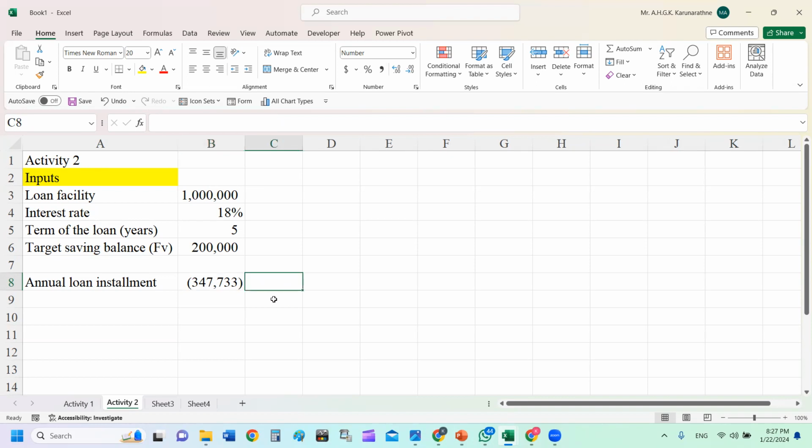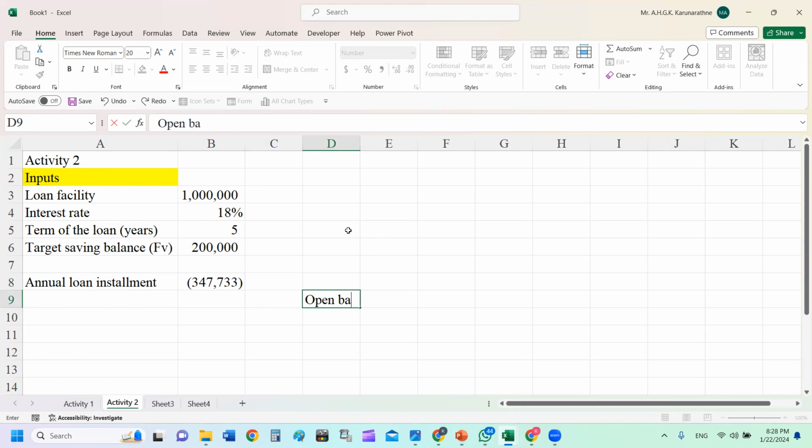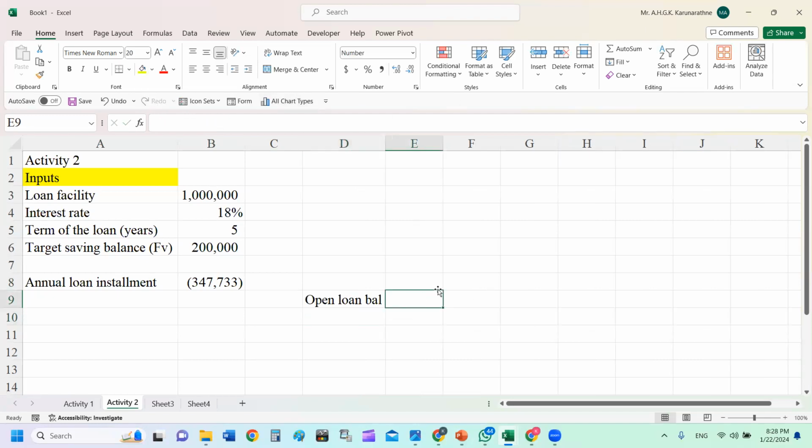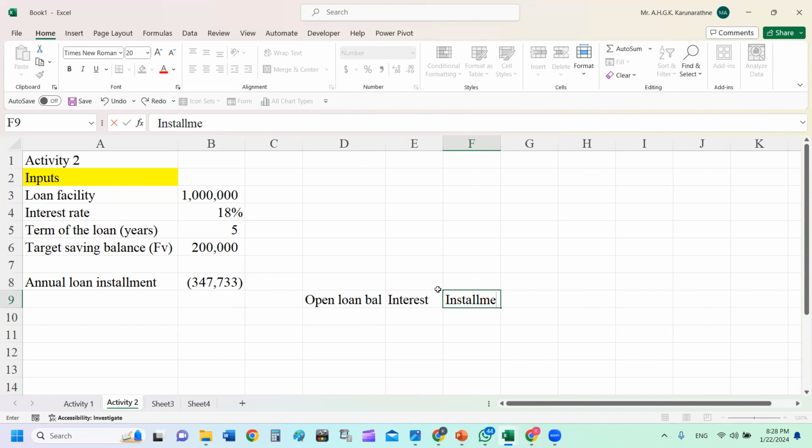Okay, we will now prepare the loan repayment schedule. You must know the headings. Headings are the open balance, interest, installment, principal repayment, and closing balance. We put open loan balance. Just say open balance, right? If you want, you can say open loan balance. Double click and extend. Then interest, then installment. Next one, loan repayment or principal payment.